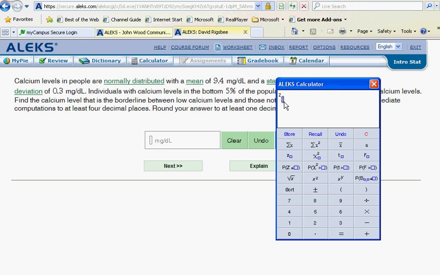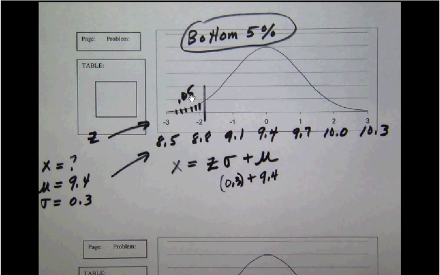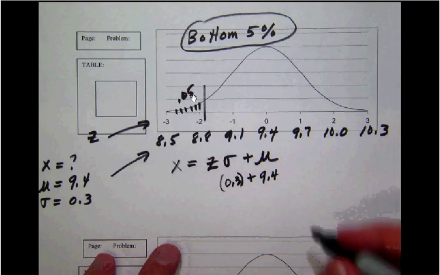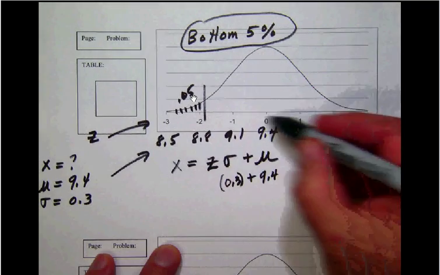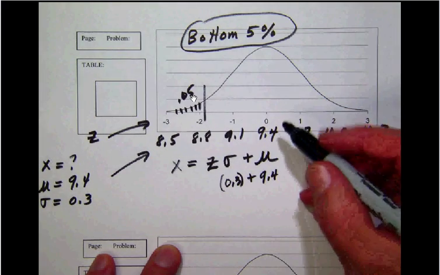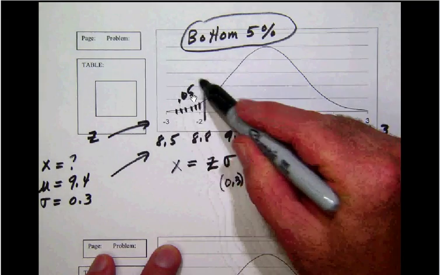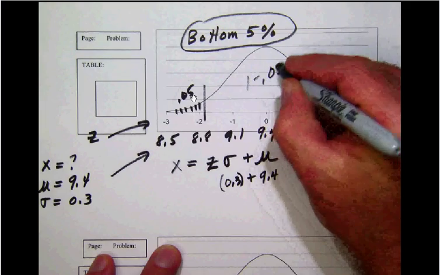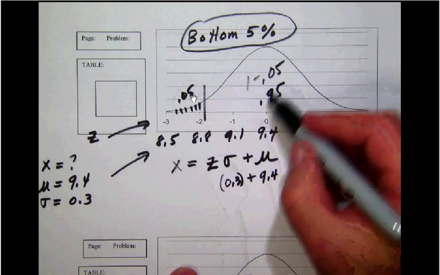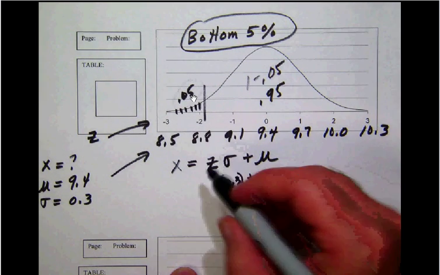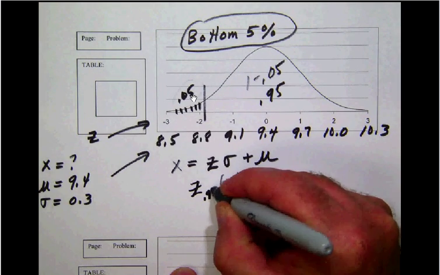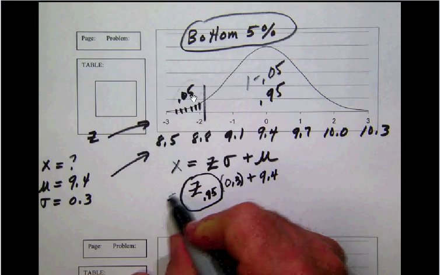Now remember how this button works. This button likes the area to the right, because if we enter the area under the curve to the right of the z-score, it will tell us what that z-score is, and that's what we need. But if you take a look at our notes, you will see that this 0.05 is the area under the curve to the left of that unknown z-score. So I need to realize that this area over here is 0.05, so this area over here is 1 minus 0.05, or 0.95. What I need for this z-score is simply to take the z of 0.95.